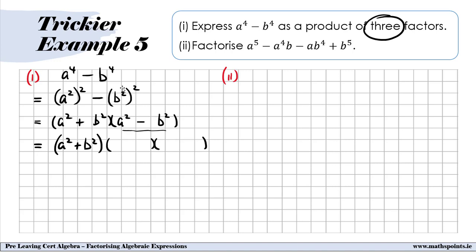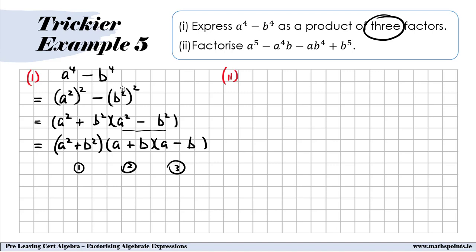sets of brackets. So the difference of two squares, remember, the first term in each bracket is going to be the term squared to give a squared, so that's a by a. The second term in each bracket is going to be the term squared to give b squared, so that's b times b. And then we know that this is always going to be a plus and a minus for the difference of two squares. So we were able to take a to the power 4 minus b to the power 4 and factorize it fully to be a squared plus b squared on a plus b on a minus b, which is the product of 1, 2, 3 different factors.